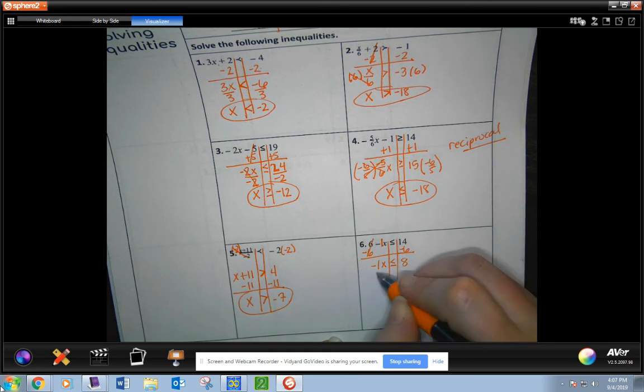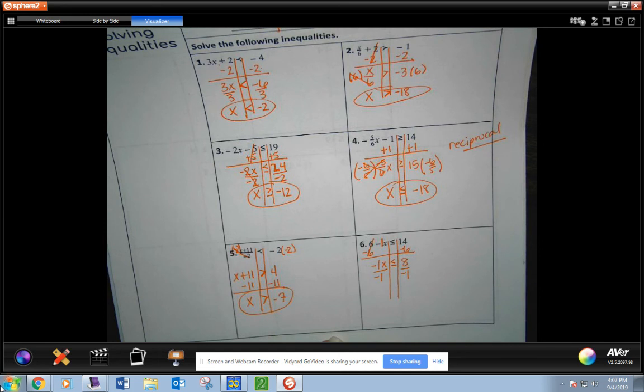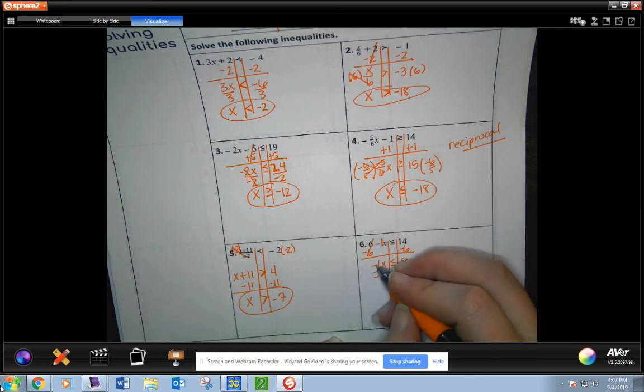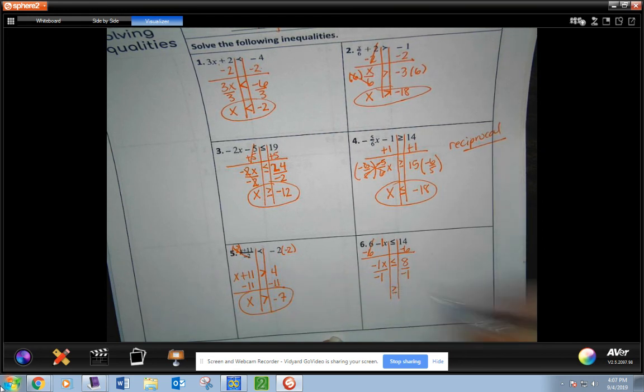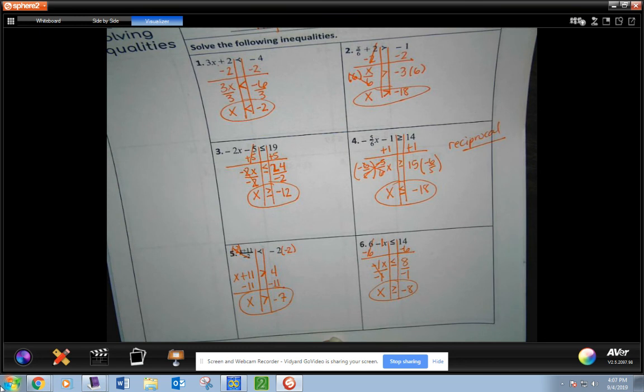From here, I'm just going to divide by negative 1 because you cannot have a negative letter. So since I'm dividing by a negative number, I flip my inequality, and this becomes an x because the negative ones cancel, and 8 divided by negative 1 is negative 8. And that would be my final answer.